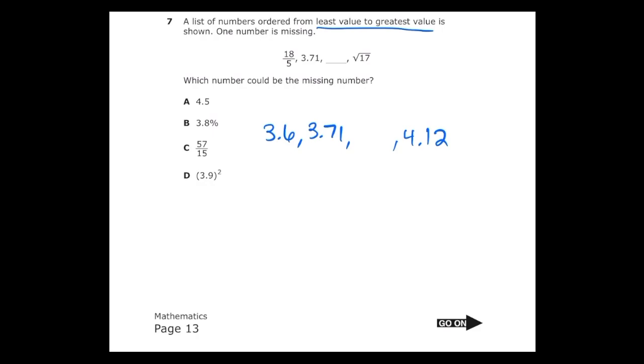that missing spot. So letter A, 4.5, that is not going to fit in between because it is greater than 4.12. Letter B is 3.8%, and if we change that to a decimal, that's going to be equal to 0.038. And obviously that is much smaller than any of the numbers we're talking about, so that's not going to work. Letter C is 57 over 15, or 57 divided by 15, and that's going to be equal to 3.8, which fits perfectly, so my correct answer is letter C.